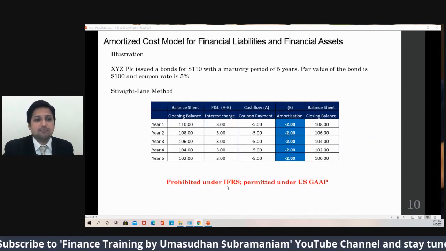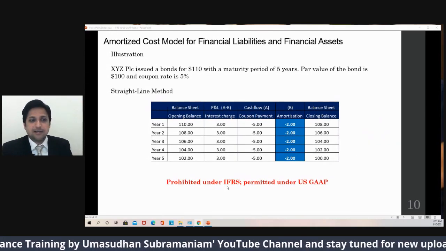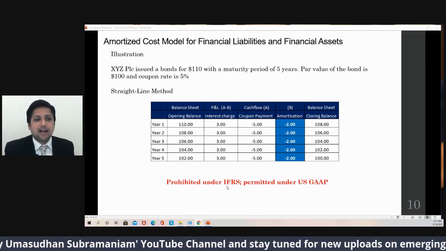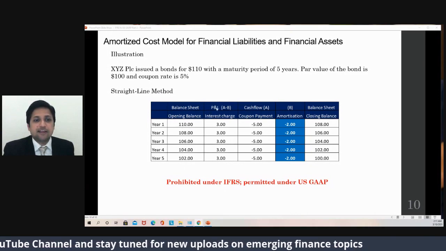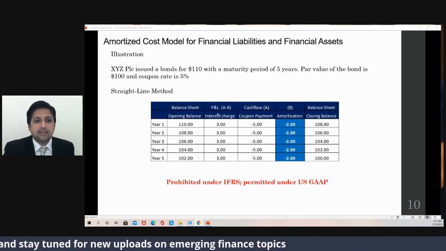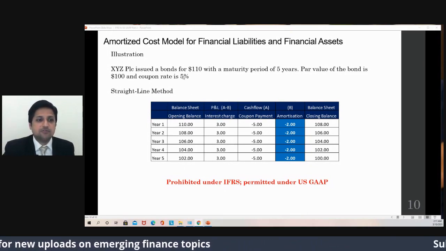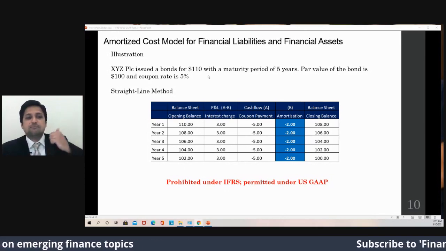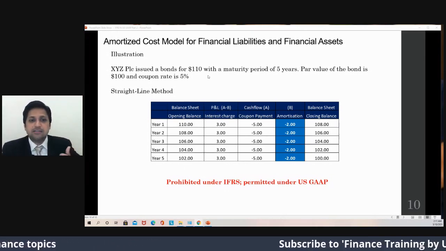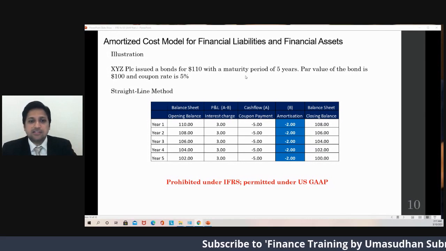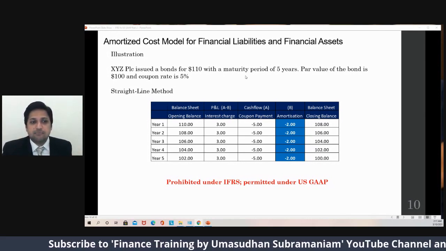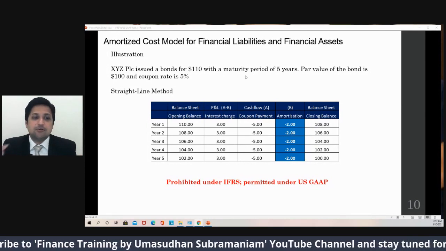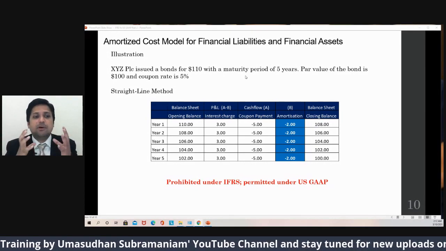So this is the same question that we looked at earlier, but we are going to look at how we look at this based on the straight line method of amortizing the premium. The same question: the bond was issued at a premium at $110, maturity is 5 years, and the par value of the bond is $100. Coupon rate is 5%.